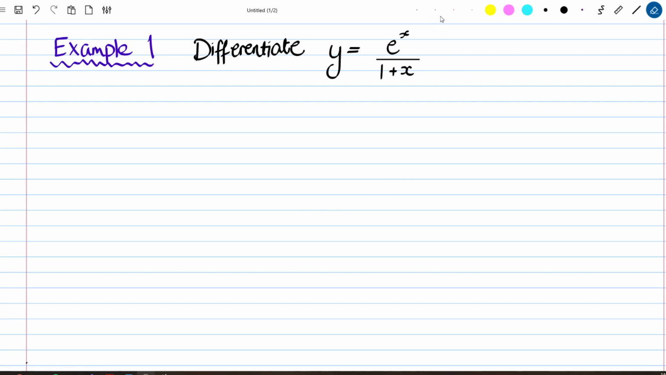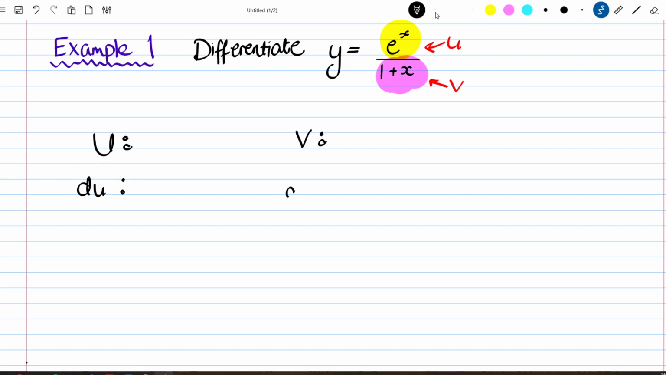Okay, here's our first example. Our fraction is e to the x divided by 1 plus x. So we've got our function u and our function v established to begin with. Like what I did with the product rule, I am going to write these down and differentiate them both separately first of all. u is e to the x, v is 1 plus x.